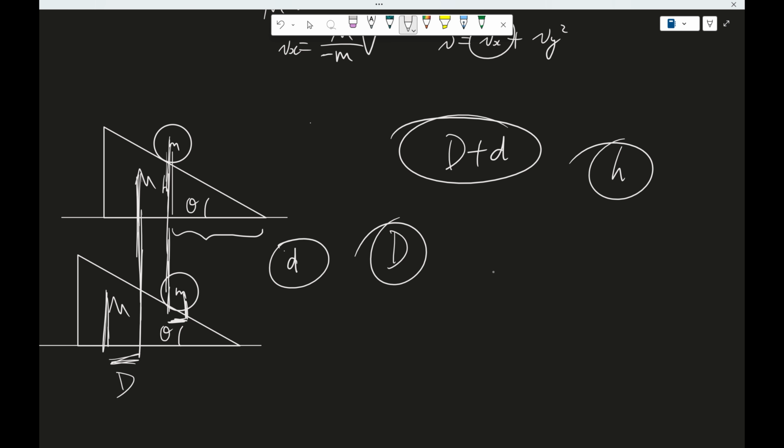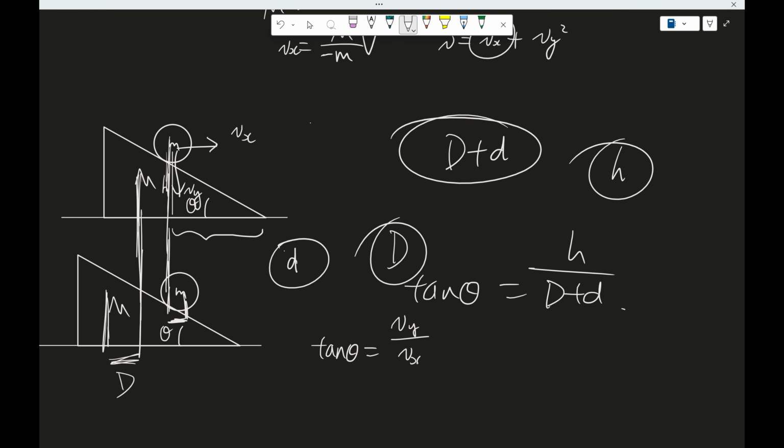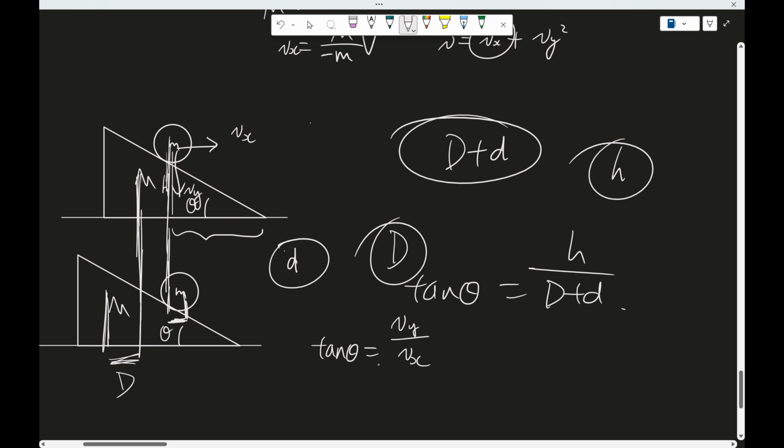Then do we agree that tangent theta is h over big D plus small d? Or to put it more clearly, do we first agree, let's say if this is the horizontal velocity of the ball of mass and this is the vertical, do we agree that tangent theta equals Vy over Vx? So that is a constraint the sphere, the ball of mass, must follow.